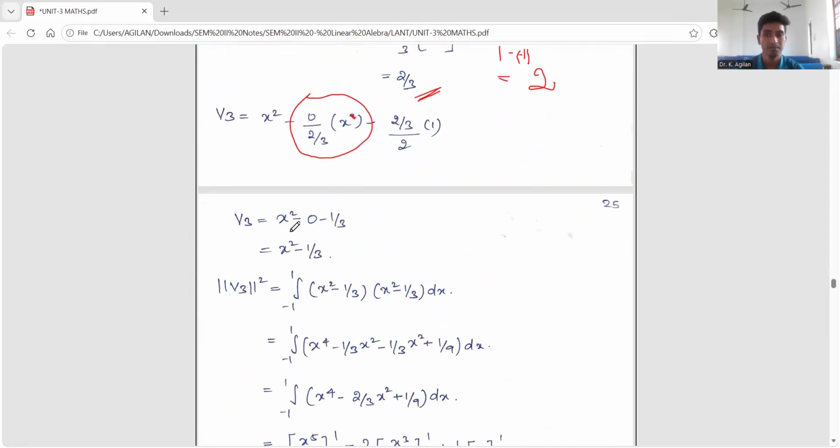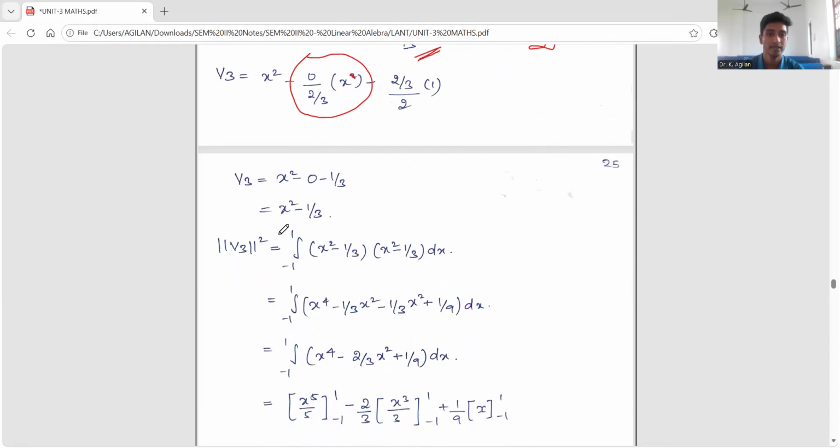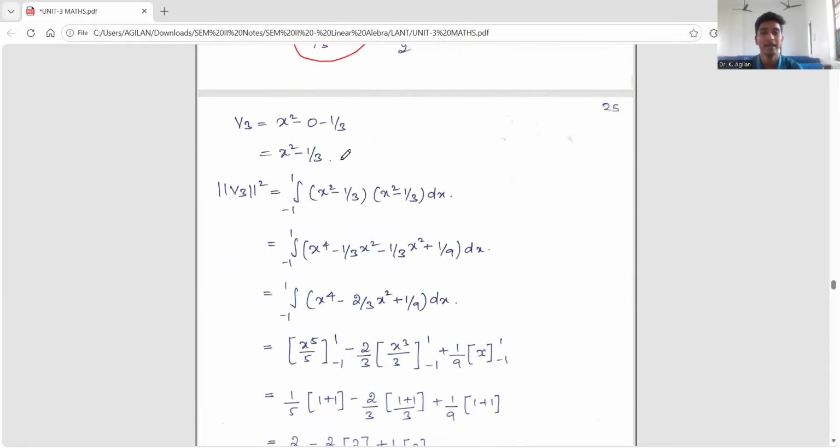And what will be the remaining term? V3 equal to x power 3 minus 0 minus 2 by 3 divided by 2. So reciprocal, 2 by 3 into 2 by 3. So 2 to cancel, so 1 by 3, right? 2 by 3 into 1 by 2, reciprocal is 1 by 2. Okay. So minus 1 by 3. So the final answer is x square minus 1 by 3.